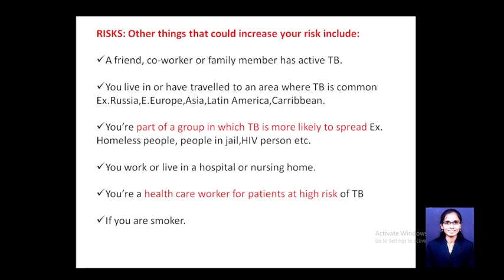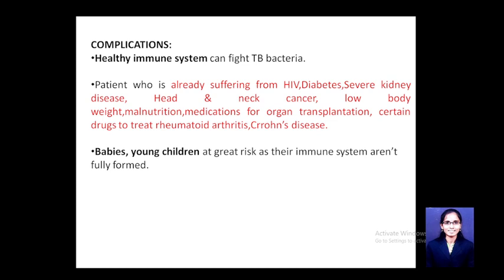So what are the risks? There is an increased risk of getting TB if your friend, coworker or family member has active TB, or if you are living in or traveling to an area where TB is very common, such as Russia, East Europe, etc., or if you are part of a group in which TB is more likely to spread, or if you are working or living in a hospital or nursing home, or you are a health care worker for patients at high risk of TB, or if you are a smoker. Definitely there is more chance for you to get this disease.